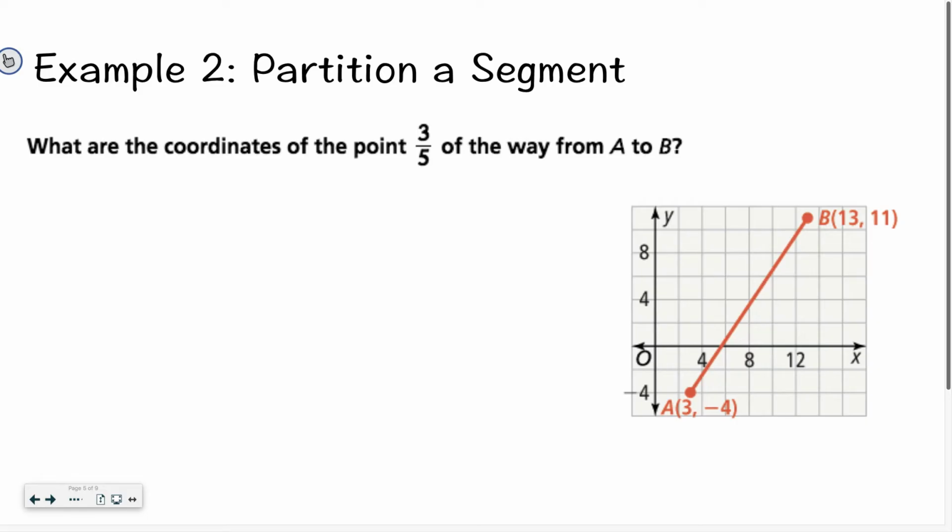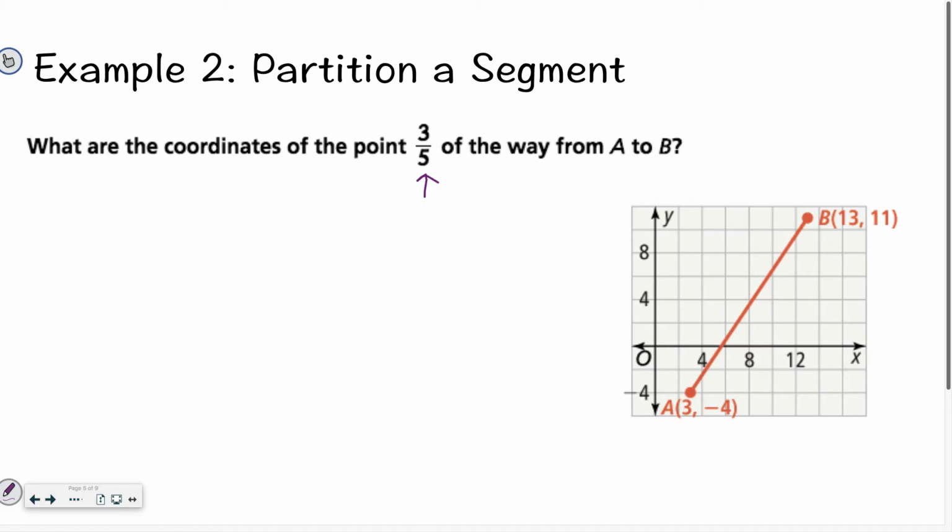Example 2, find a partition of a segment. Okay, so this we did not do in algebra last year. So what you're going to do is look at the line segment, and in this case we want to find a point that's not halfway between the two endpoints, but a point that is 3/5 of the way from A to B. So that means I'm starting at A, and I want to go 3/5 of the way, wherever that may be, and find out what that coordinate is.